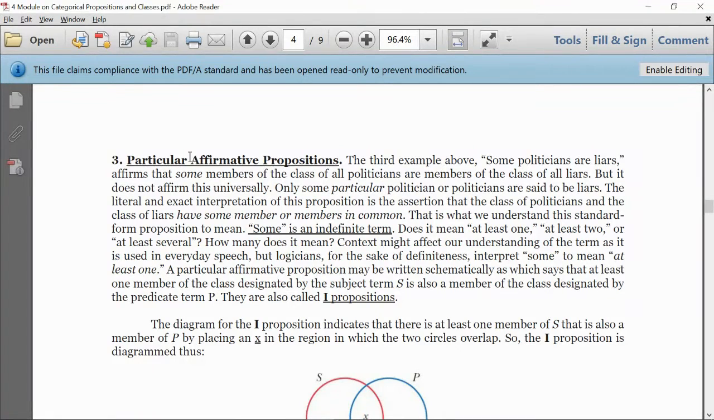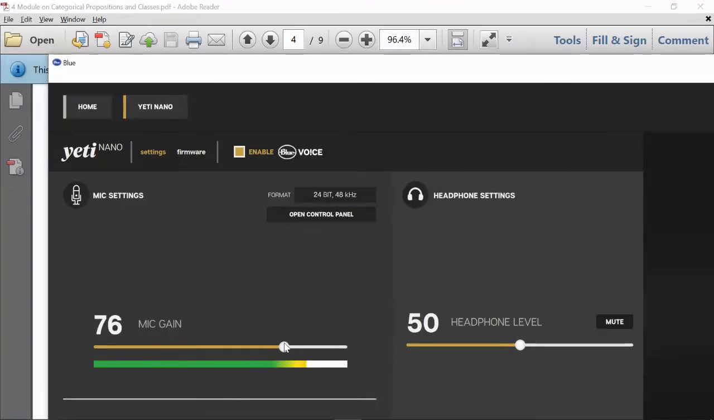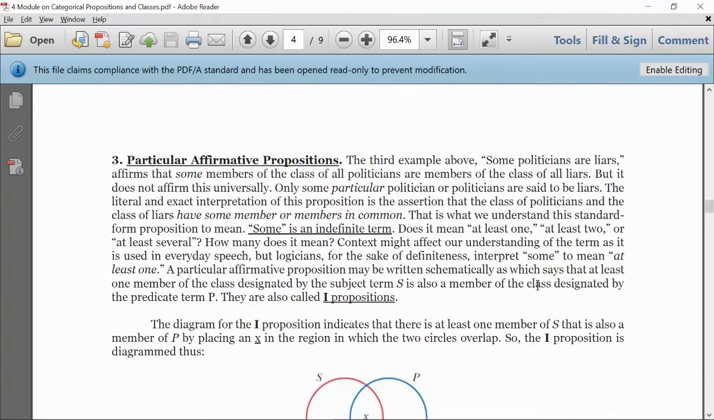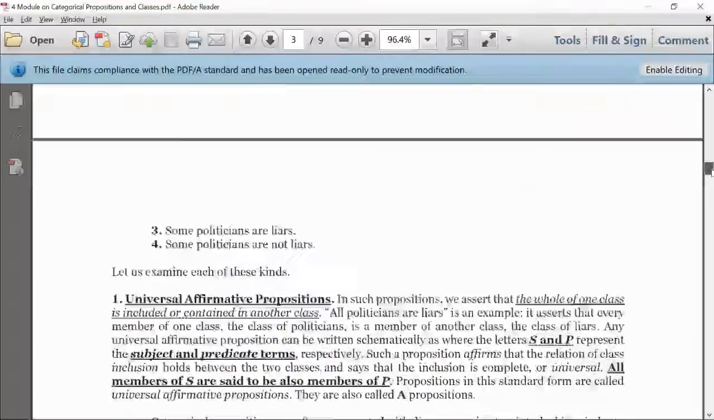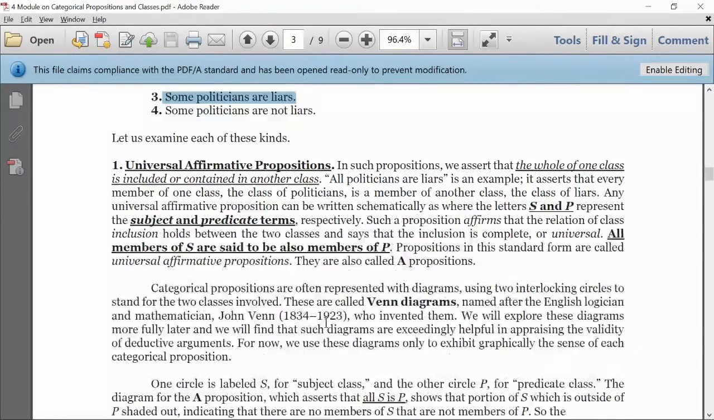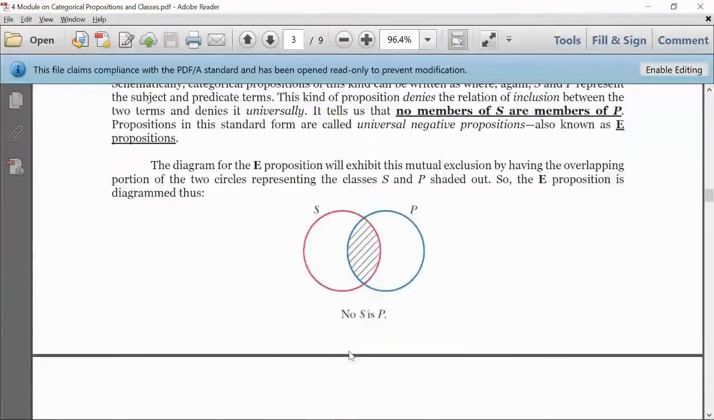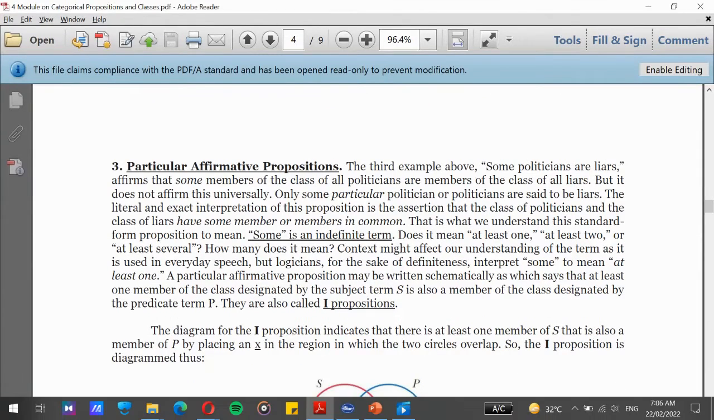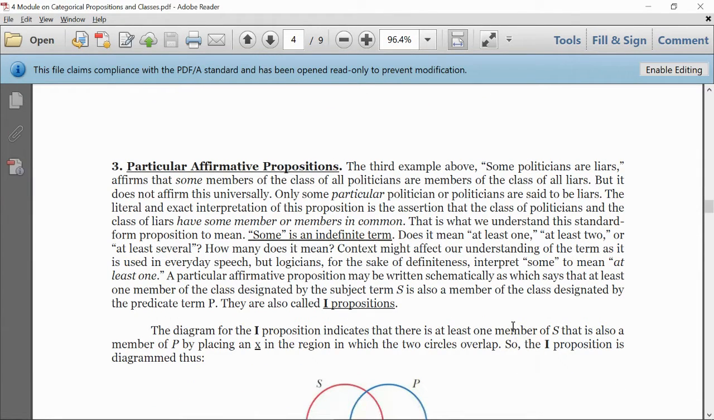Next, we have particular affirmative propositions. Particular, in other words, partially, some part of the class, not all. And that's why we use the word some. So the third example above, some politicians are liars, affirms that some members of the class of all politicians are members of the class of all liars.